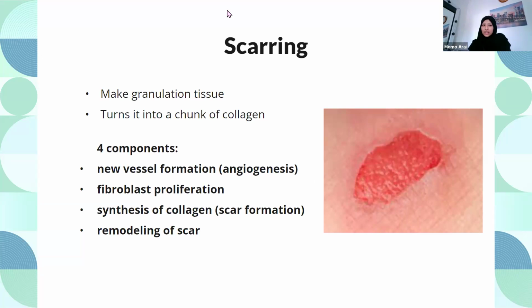Four things that will lead to scarring: formation of new blood vessels, you need blood vessels, you need collagen, and that's why you have fibroblasts and collagen. But yeah, they're separated into four. Fibroblasts and collagen for the scar, and you need to remodel. Like I said, over time it will be a stronger and stronger scar, let's say, to cover the wound. Is that clear? This is just what I said.